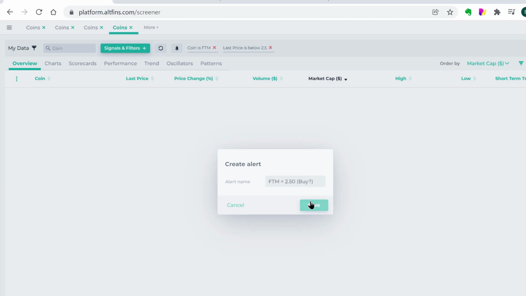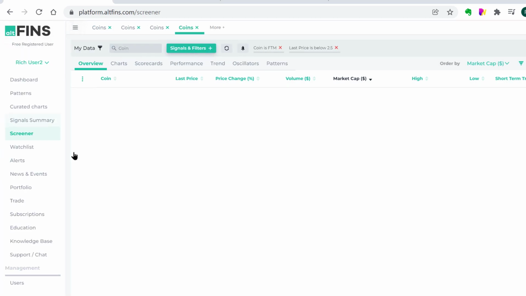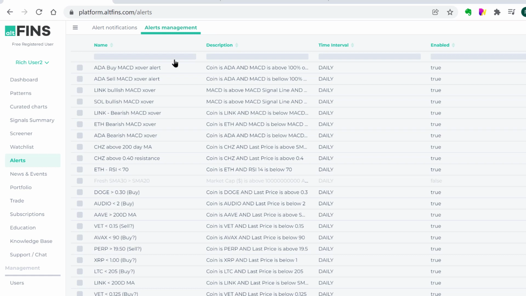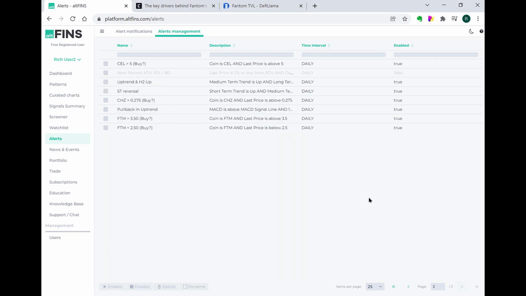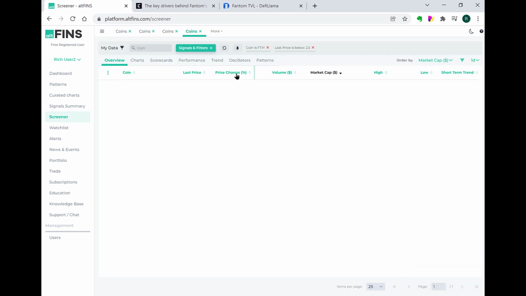And now I've got these two new alerts, and they are also in my alerts section here under alerts management on the second page. These are the two that I just created. I could disable them here, I could delete them in the future, and so on. So I'm going to enable these again. So this is how you leverage this tool to stay on top of the market, to also find trading ideas as well.